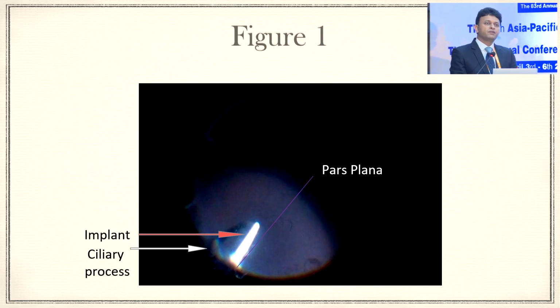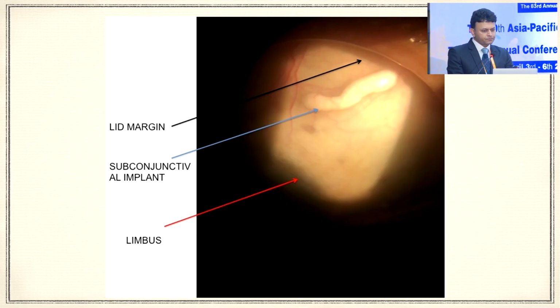So this patient developed an IOP rise within 3 days of injection. He came to us with an IOP of 37 with vomiting because of the sudden rise in IOP. This is something that we want to avoid. As you can see, the implant is stuck in the pars plana.